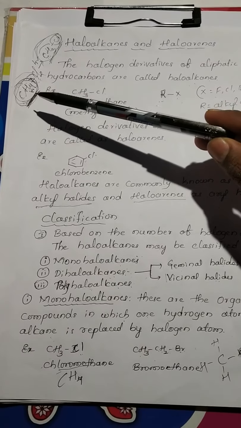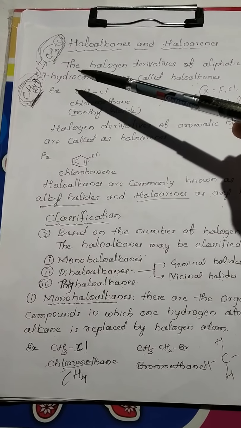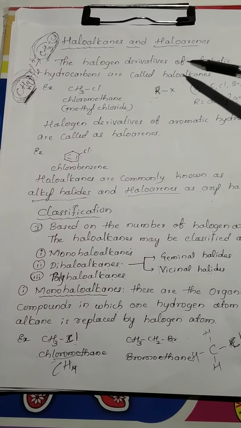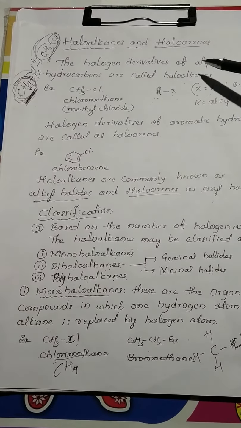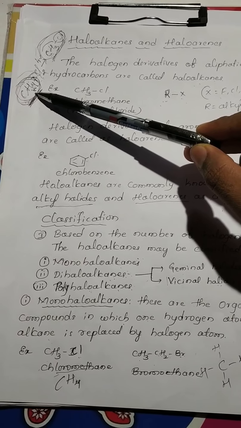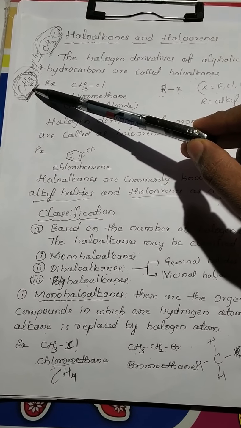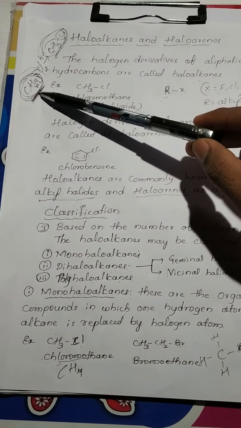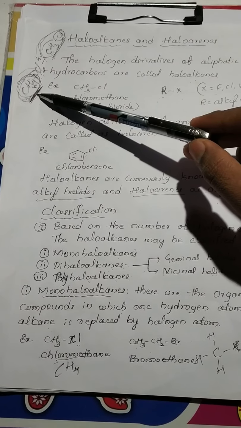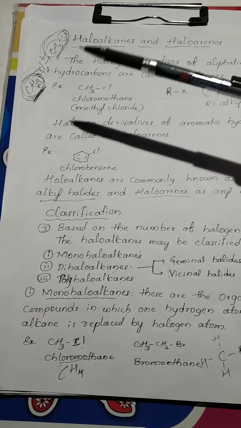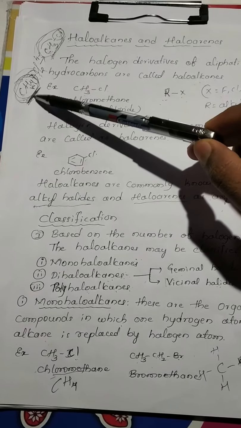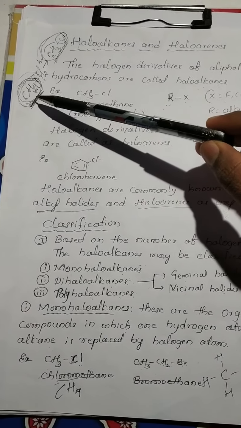Just see here, as I said, the halogen derivatives of aliphatic hydrocarbons are called haloalkanes. Just see here, this is alkane. All alkanes are called aliphatic hydrocarbons. It may be methane, ethane, propane, butane, pentane, hexane. These are all examples of aliphatic hydrocarbons. Here I have taken methane as an example.